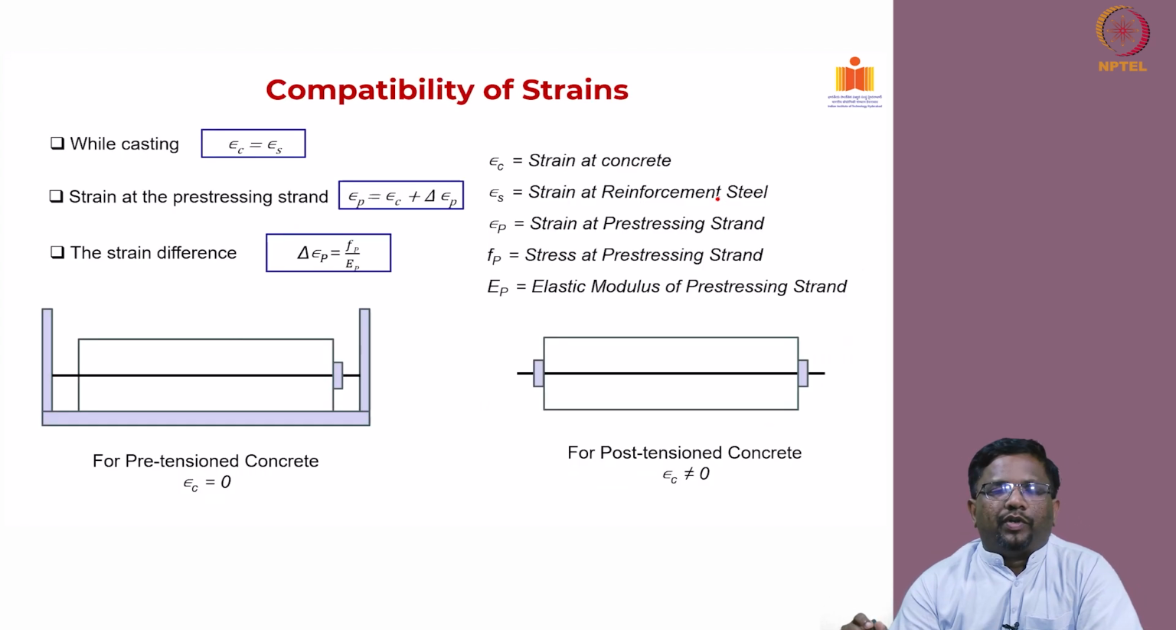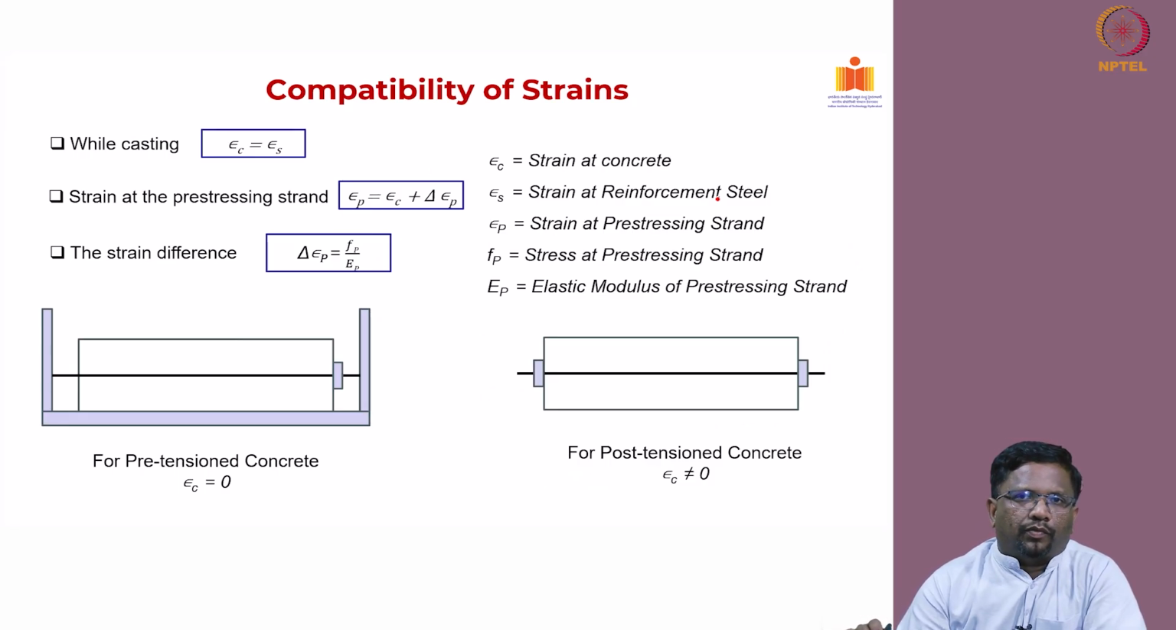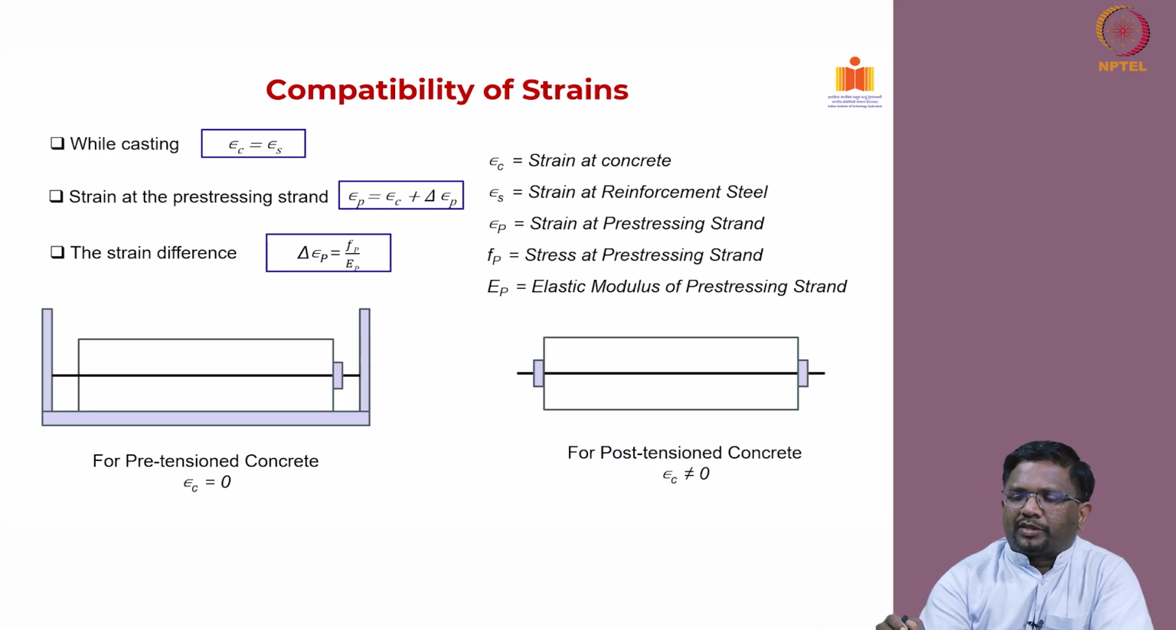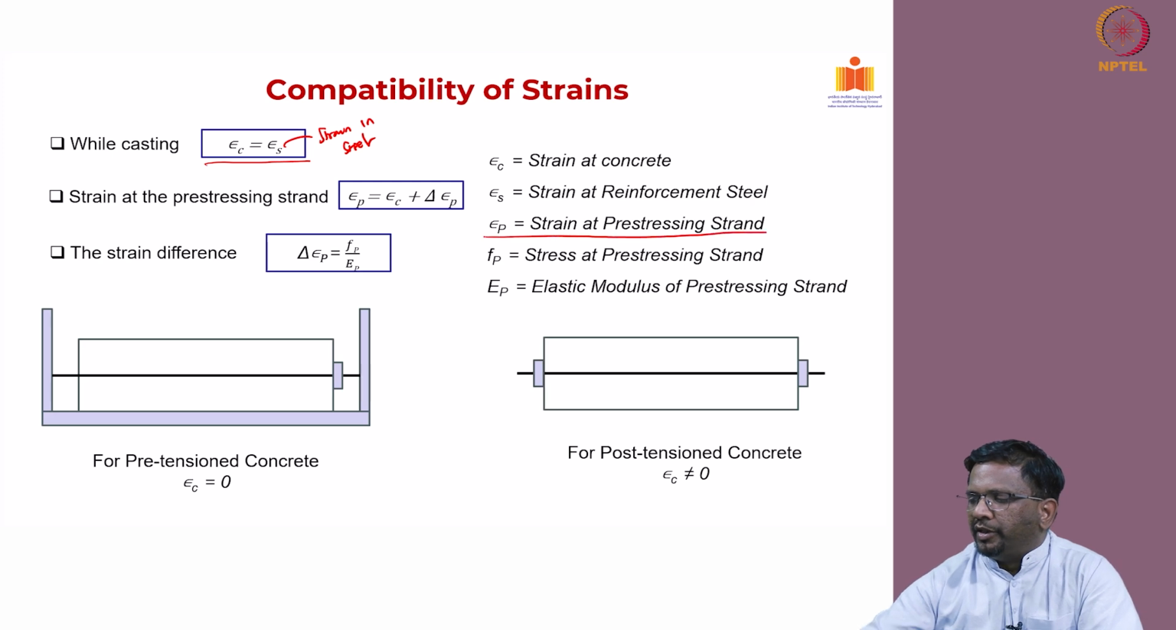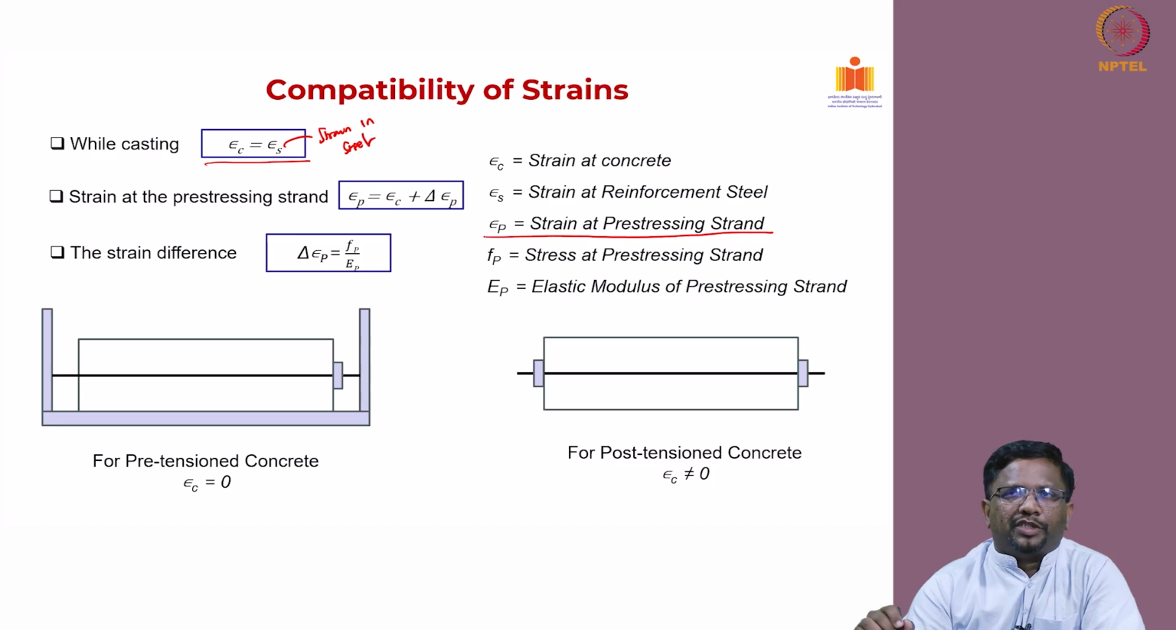Now, when we talk about axial behavior, we need to also understand what the compatibility conditions are in different systems. When you have a reinforced concrete system, while you are casting, you will make sure that the strain in the concrete is equal to the strain in the steel, where epsilon s is nothing but the strain in steel. And similarly, epsilon p is the strain in the prestressing strand, which is a reinforcing element that is used in prestressed elements.